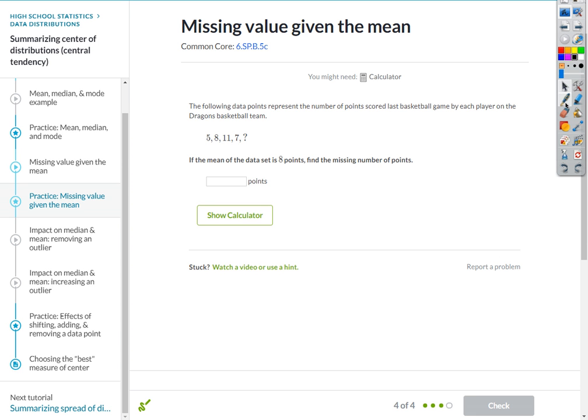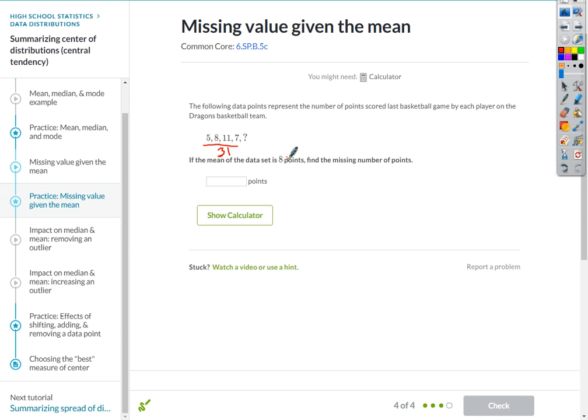Well, how many points do I have so far? I have 5 plus 8 is 13. 13 plus 11 is 24. And 24 plus 7 is 31. So I already have 31 points.